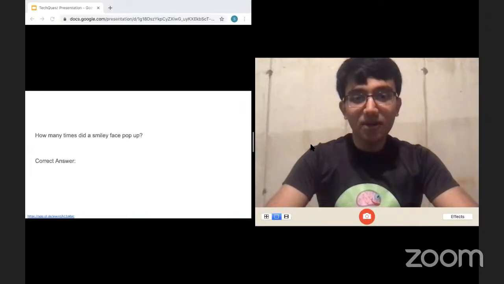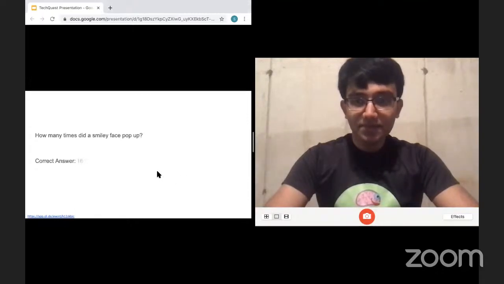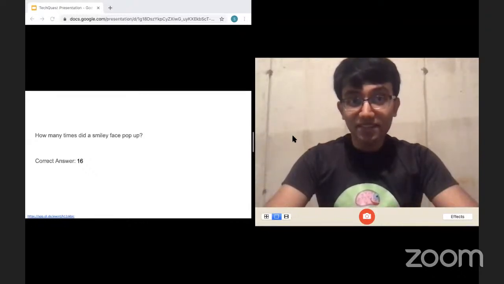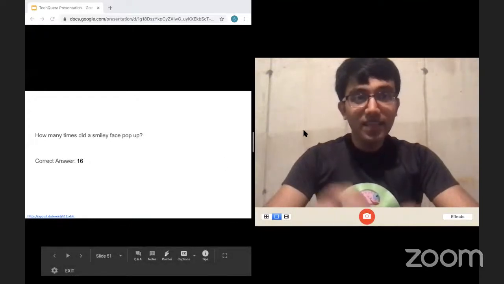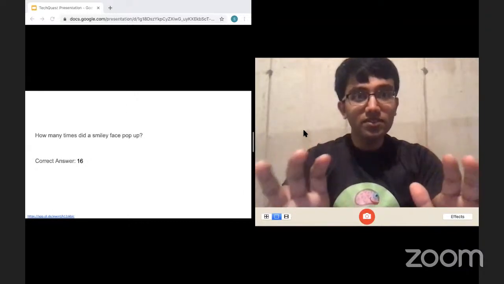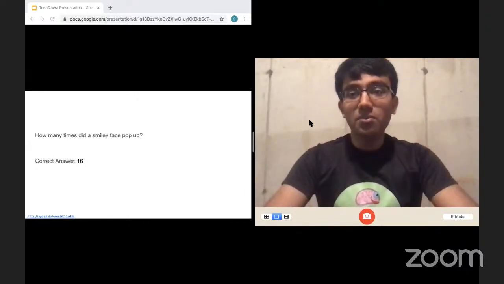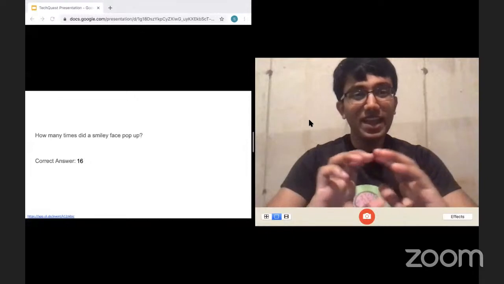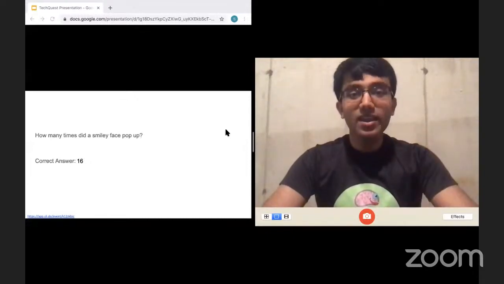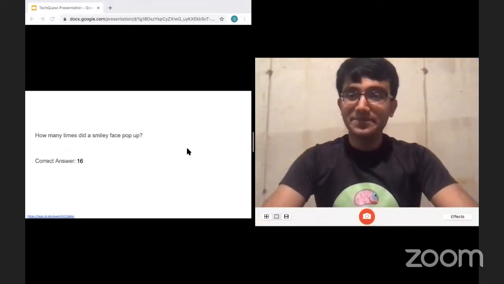7, 8, 4, 4. Well, believe it or not, there were 16. 16 smiley faces popped up. We were so focused on the plants that we forgot to look around, right? That's why distractions can make us end up focusing too much on things that are not so important. And that's how our brain works. It hates to multitask and do many things at once. It prefers going about things easily and looking at things one at a time.